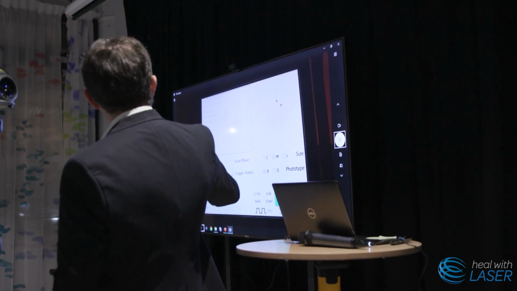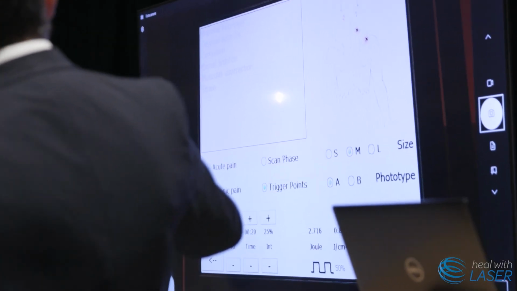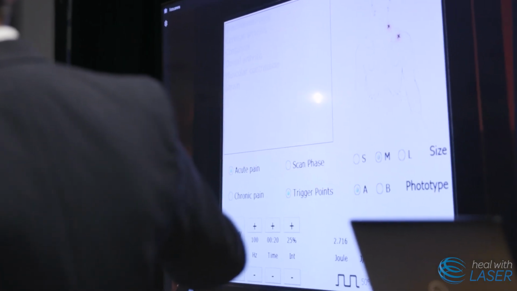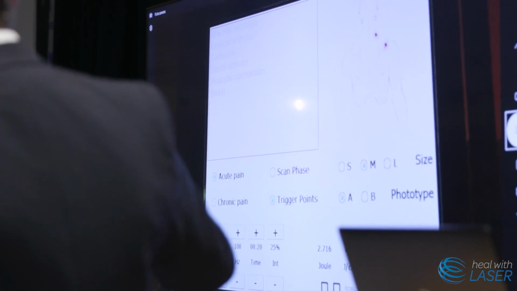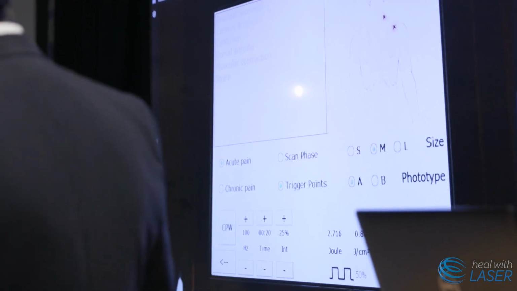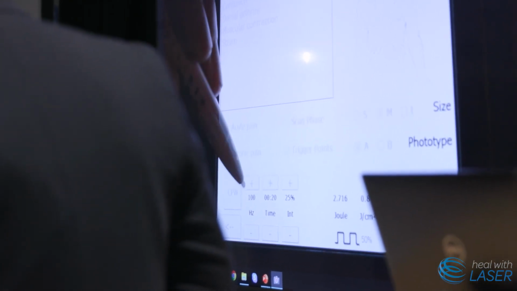You can see the protocol that the device is suggesting. It's 100 Hertz, 0, 0, 20, this is 20 seconds, and 25% intensity. Here, because I'm very short on time, I will go for the 10 Hertz. I will decrease the frequency even more.